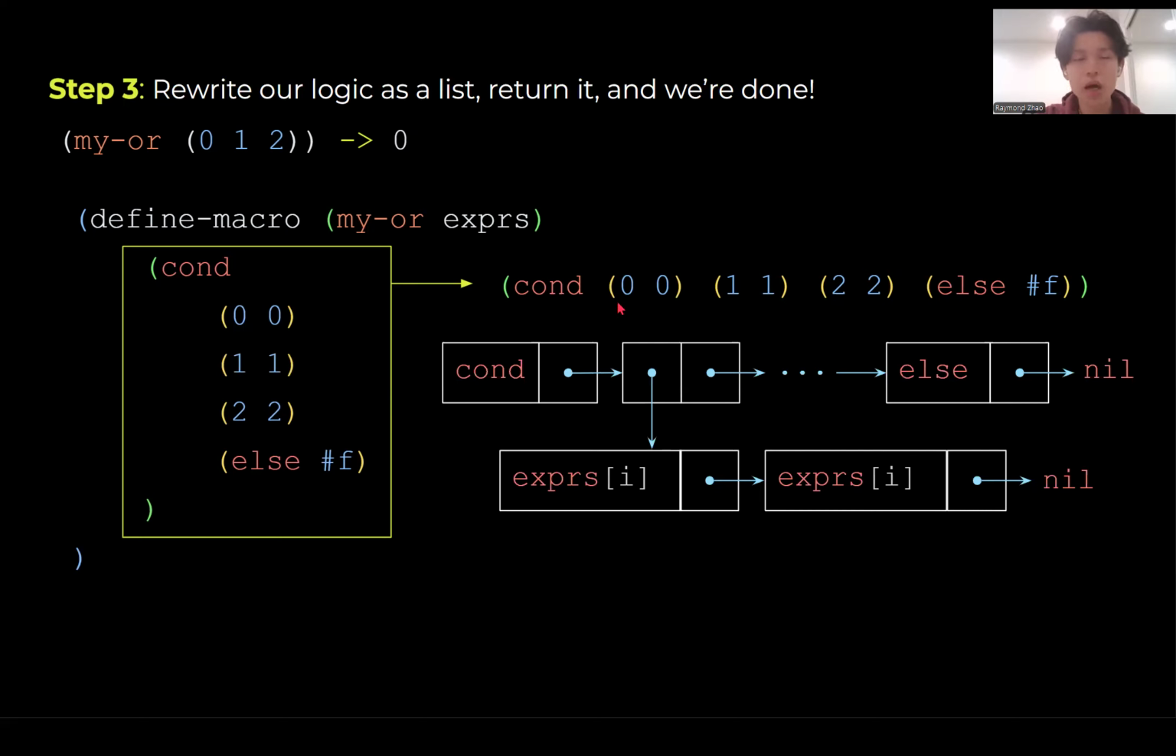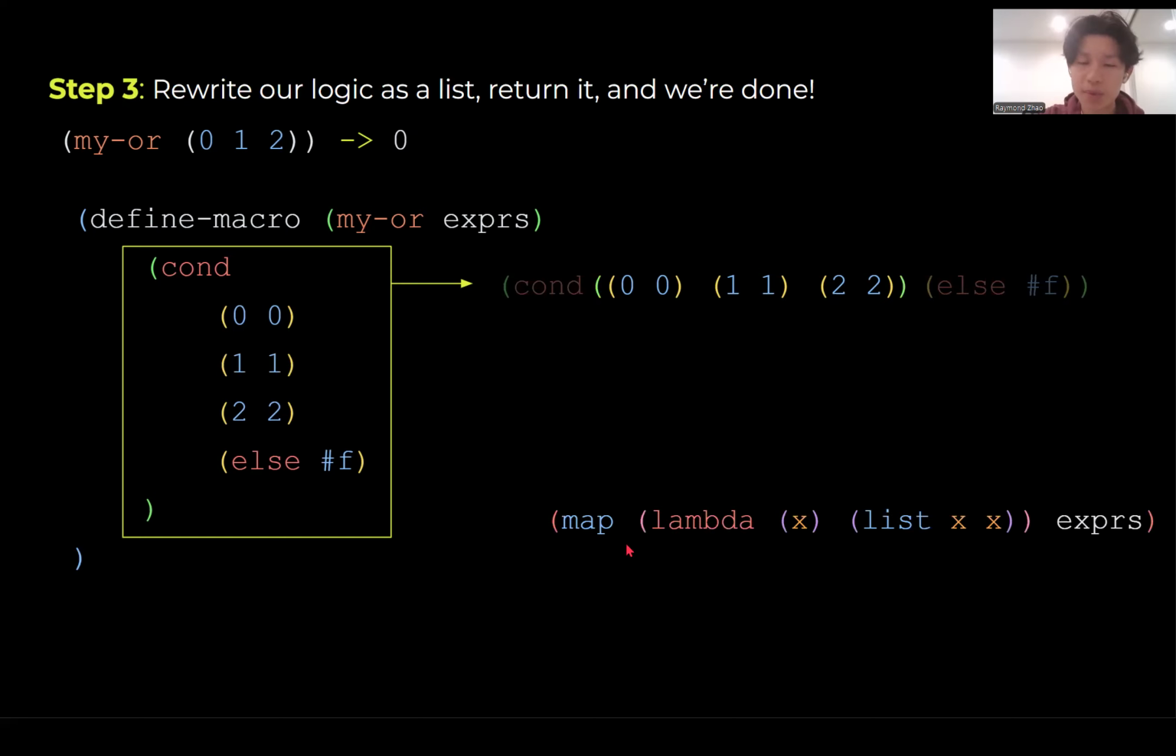The complexity here is that there might be an arbitrary number of operands, not just 0, 1, 2. It could be 0, 1, 2, 3, 4, 5, 6, 7, 8. To accommodate for that dynamic length, let's use map. For every single expression X in expressions, I'm going to map it onto the list that has X and X. So for operand 0, I want to transform it into a list that contains 0 and 0. For operand 1, I want to transform it into a list of 1 and 1. That is what this mapping function does, and this allows us to map it onto an arbitrary length expressions.